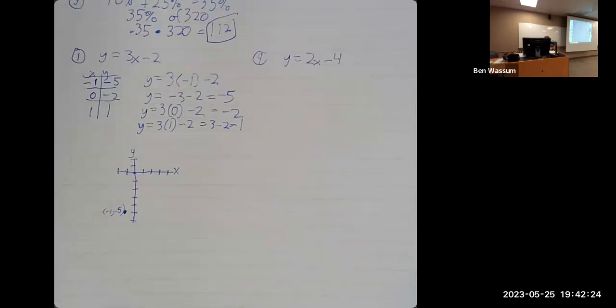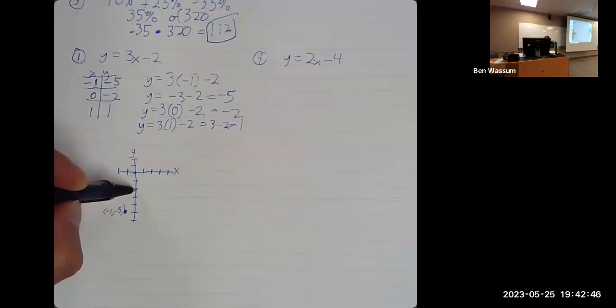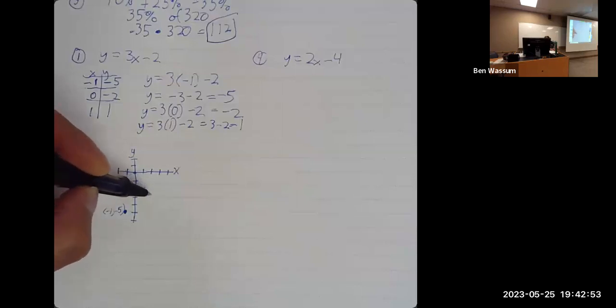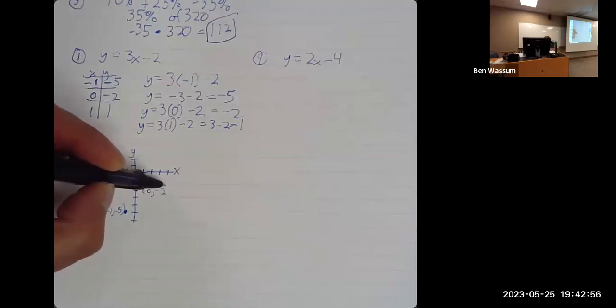Then our next point is going to be given as the x value being 0 and the y value being -2. So the x value is 0, so when you start at the origin, we're not going left or right at all. But we are going down 2 in the y direction. So we're going to be right here. And another label, 0, -2.